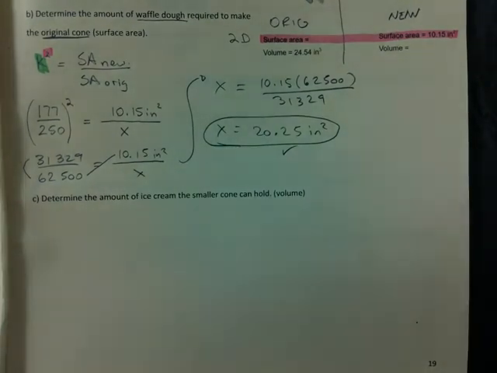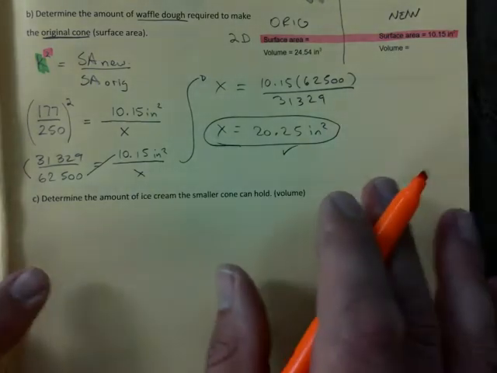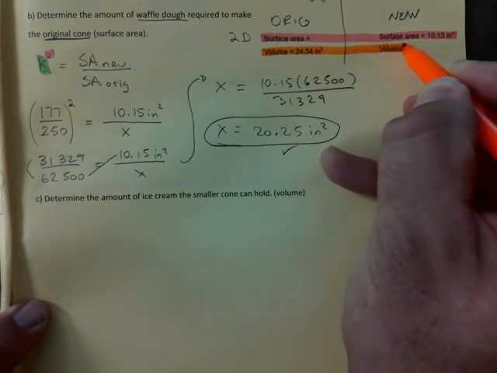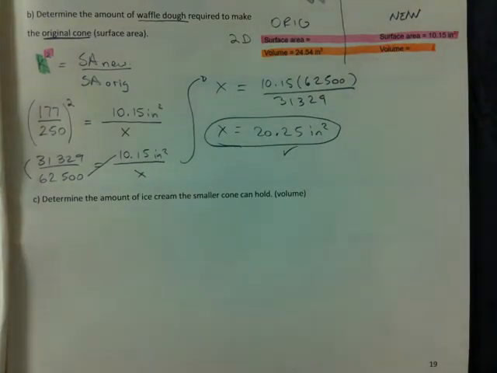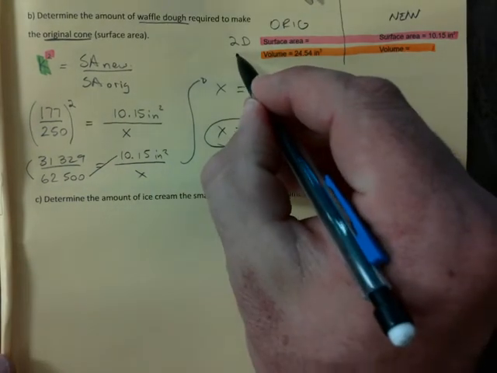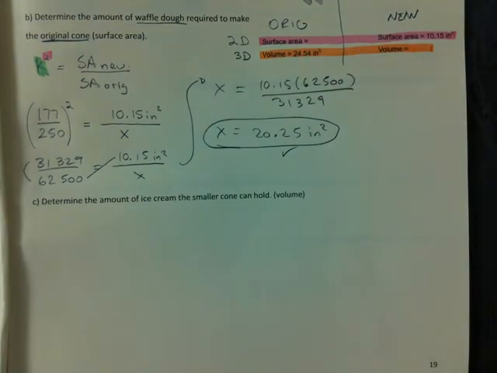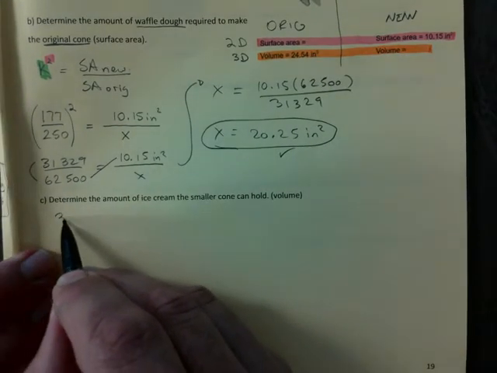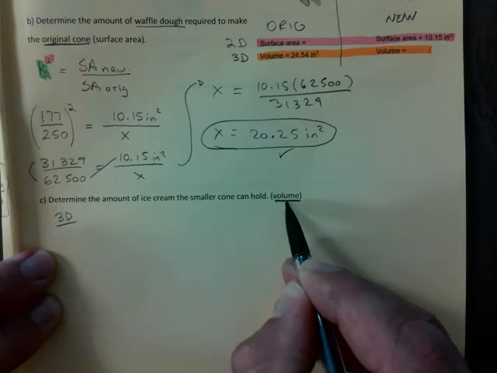Next, I'm going to use a different highlighter. That's why I told you have 4 highlighters minimum if you want to follow this, right? But I'm going to highlight my volumes. And that is going to be my 3D. It says determine the amount of ice cream the smaller cone can hold. And I tell you that this is volume, right? Right there. So I'm going to say that it's 3D because of volume.